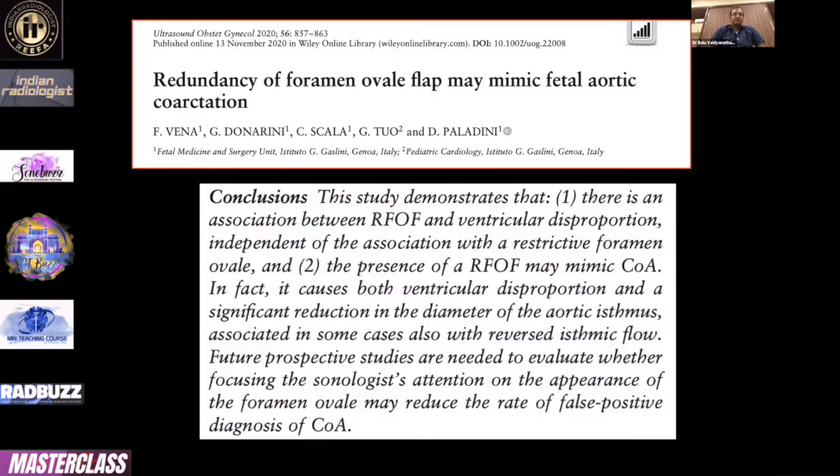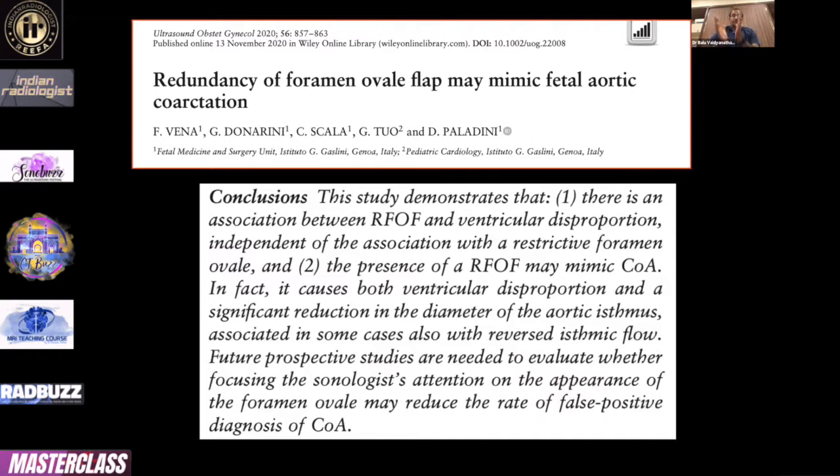However, this is generally a very benign condition. This is what is newly described by Palladini and his group, a redundant foramen ovale flap, and this may be one of the mimics for fetal coarctation. So something which people have described, and there are many things in this. You can go and read this article for more detail if required.